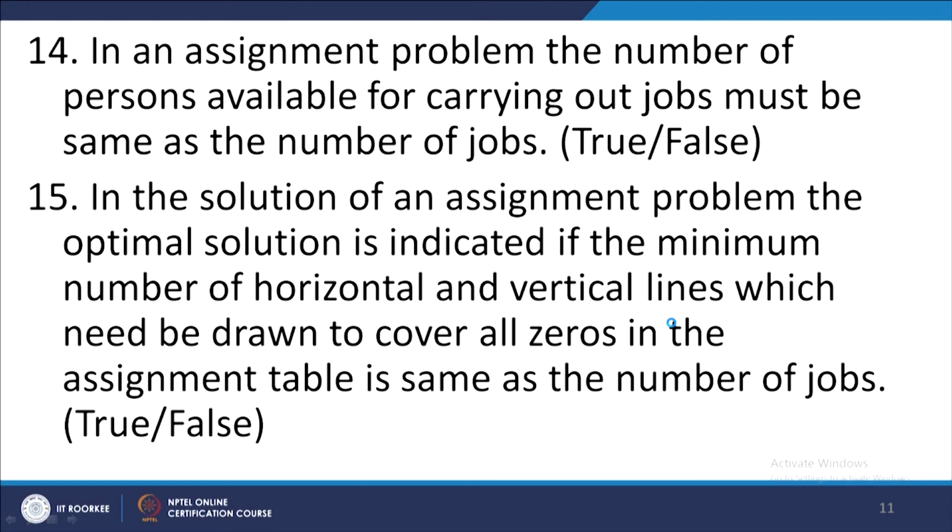Question number 15. In the solution of an assignment problem, the optimal solution is indicated if the minimum number of horizontal and vertical lines which need to be drawn to cover all the zeros in the assignment table is the same as the number of jobs. True or false?